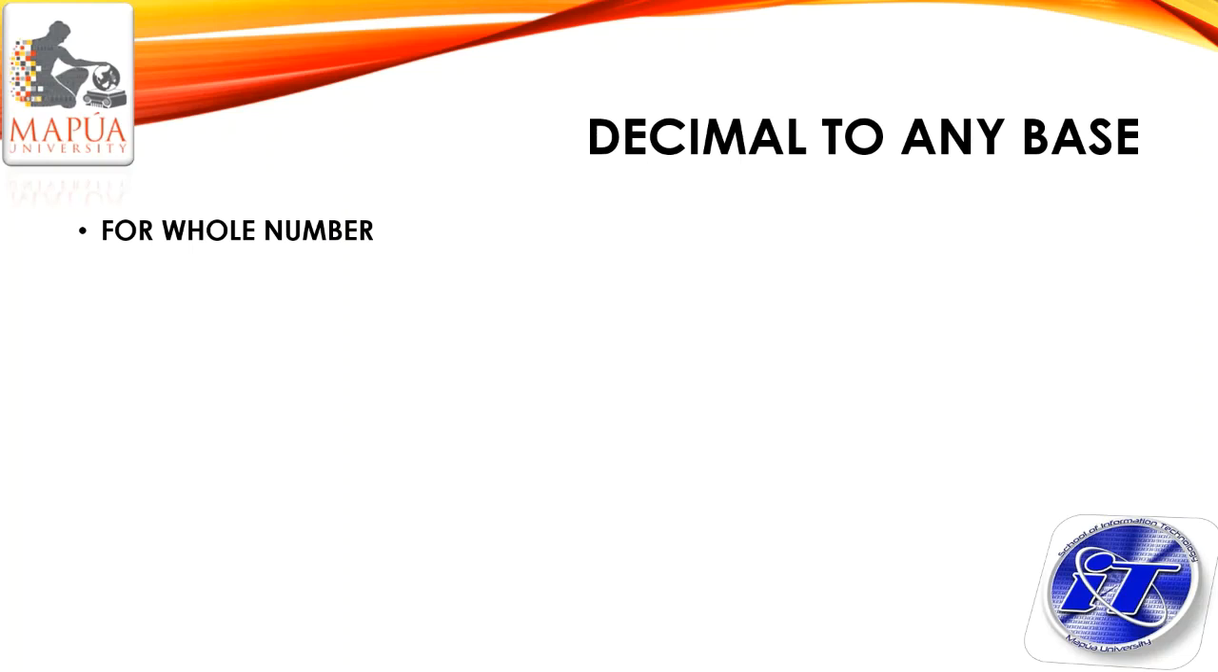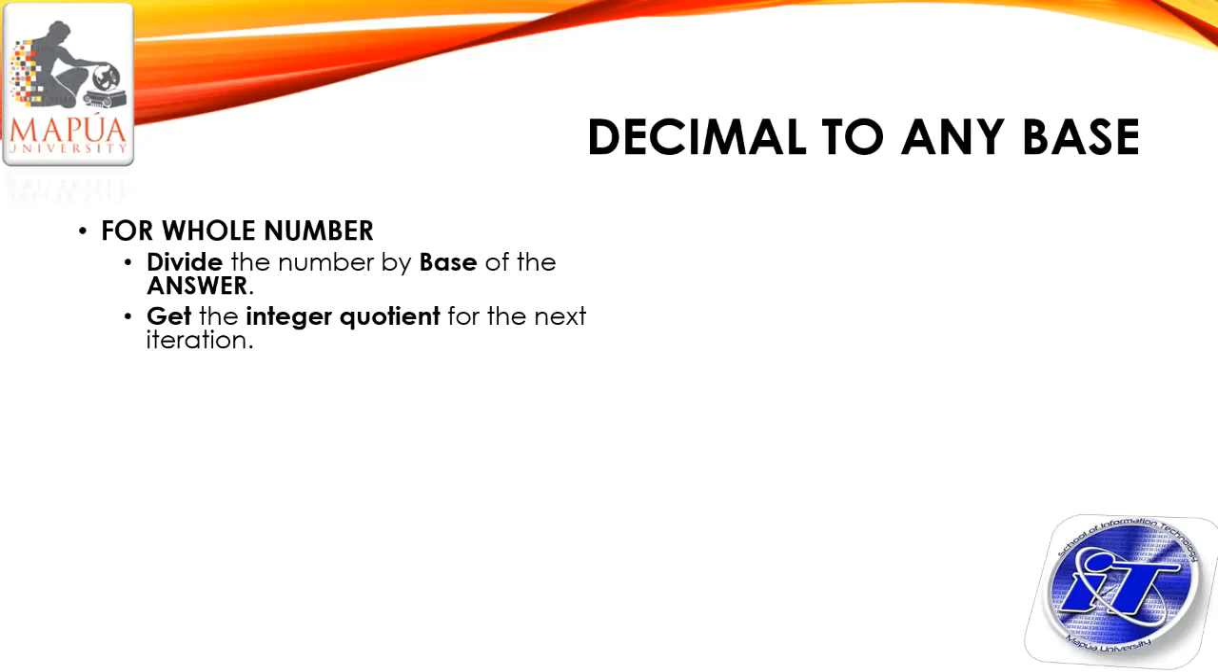So for whole number, we're going to divide the given number by the base of the answer. So if it's base 2, divide by 2. If it's octal, divide by 8. If it's hexa, divide by 16. If it's base 3, divide by 3. Okay? And then we're going to get the integer quotient, or the whole number quotient. It will be used for the next cycle. And for the remainder, we're going to arrange it later.